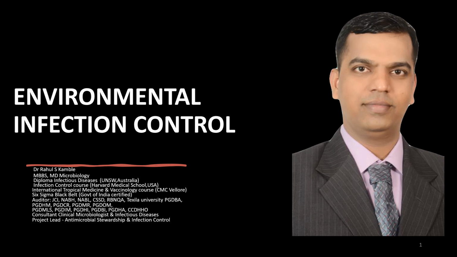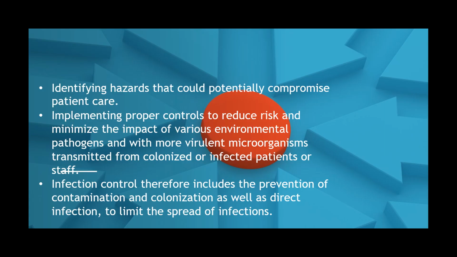Hello, let's learn about environmental infection. Identifying what are the objectives? The objectives include identifying hazards that could potentially compromise patient care, implementing proper controls to reduce risk and minimize the impact of various environmental pathogens with more virulent microorganisms transmitted from colonized or infected patients or staff. Infection control therefore includes the prevention of contamination and colonization as well as direct infection to limit the spread of infection.